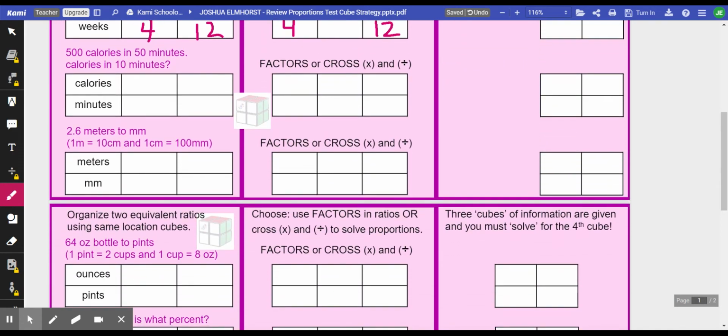Okay, so we go 500 calories in 50 minutes. Calories is first, so we'll put that on top, and then minutes is second, so we'll put that on bottom. Then we go to the next part, X number of calories we don't know in 10 minutes. So 10 is known for the minutes, and calories is unknown. We put that in as a variable, and then we can move this over here.